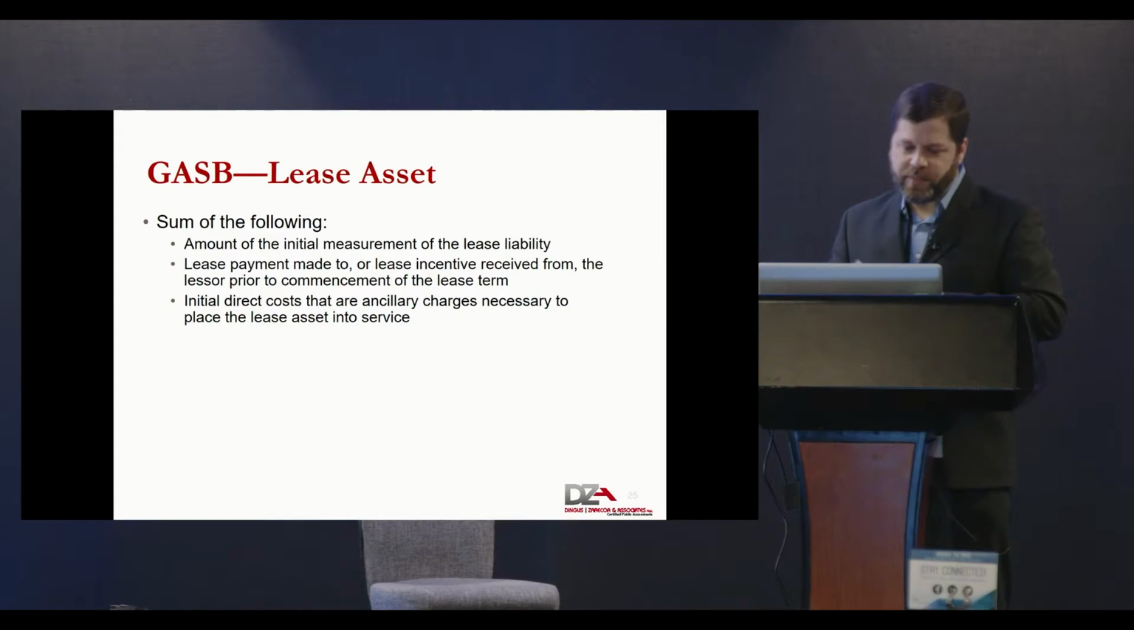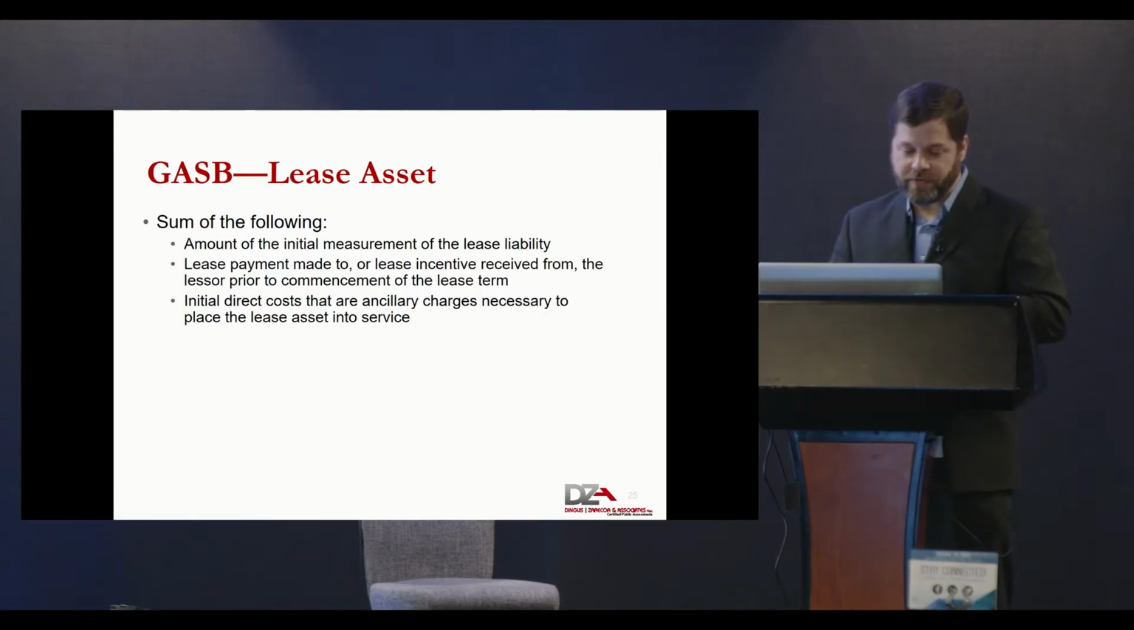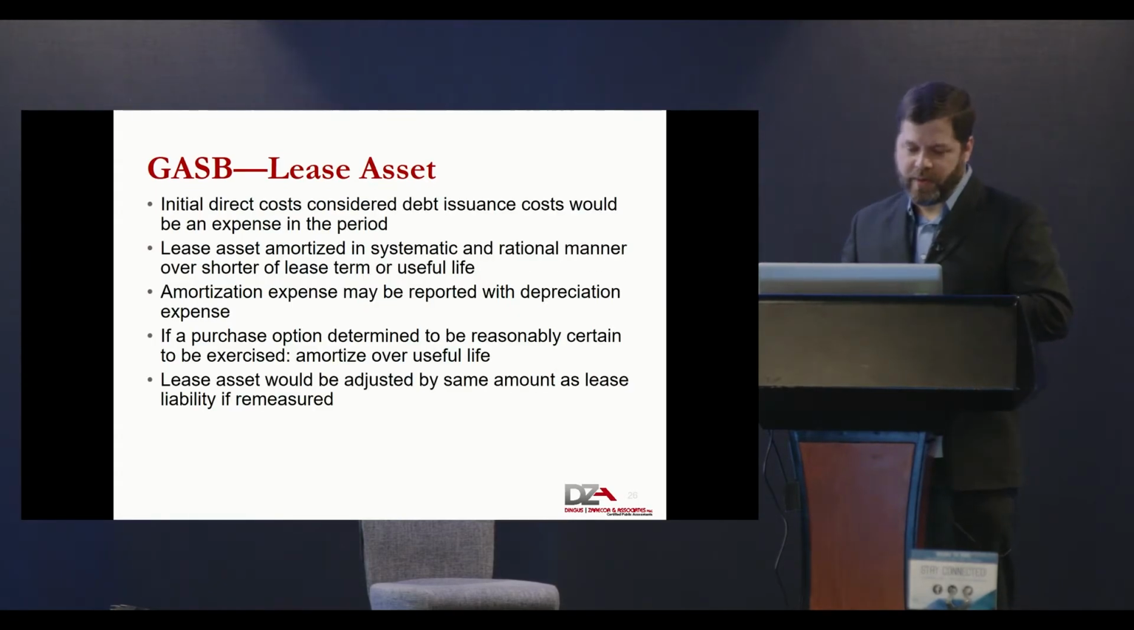The lease payments made to or incentives received from the lessor prior to commencement of the lease term, and those initial direct costs. But as I mentioned, that's usually not going to apply. If it's more like a debt issuance cost, they exclude those from the definition. Here's some more about that. So you would not include debt issuance costs, and you amortize the lease asset in a systematic and rational manner. So usually that's going to be straight line, just to keep it simple.